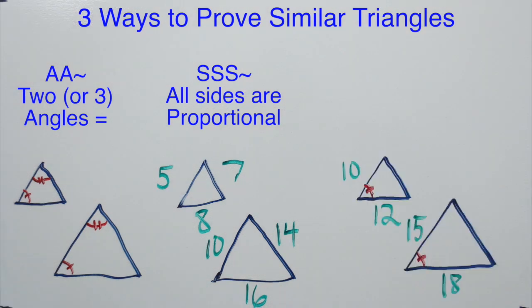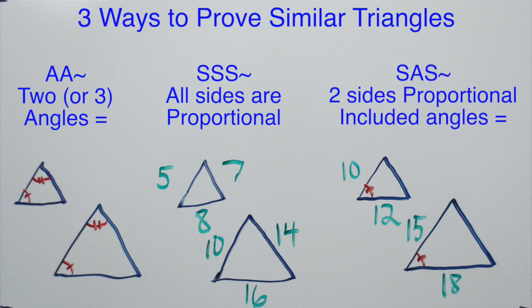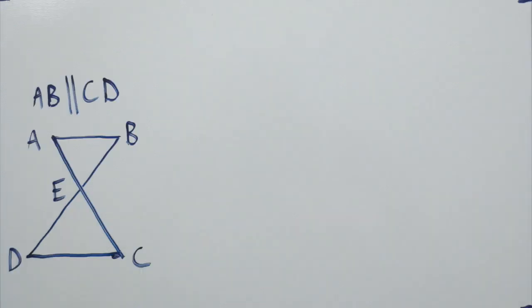The final way that we can use to prove that we have similar triangles is side-angle-side similarity. This means that you have 2 sides that are proportional, and the angle has to be in the middle of these 2 sides. The angle in between the 2 sides that you can see here, that's also called the included angle. So that concludes our 3 ways to prove that triangles are similar. So we're going to take a look at some specific examples on how we use these 3 different ways to show that triangles are in fact similar.